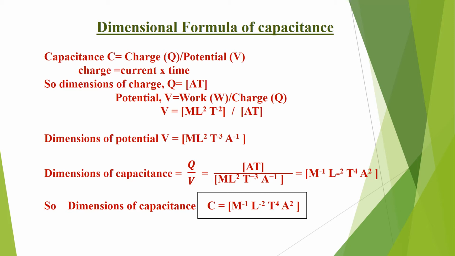Potential is work done by charge. So we substitute the dimensional formula for work done, M L squared T power minus 2, divided by charge, which is A T. By simplification, we get the dimensional formula of potential V equal to M L squared T power minus 3 A power minus 1. Now substitute the dimensional formulas of charge and potential in the formula of capacitance. So we get the answer M power minus 1, L power minus 2, T power 4, A power 2.